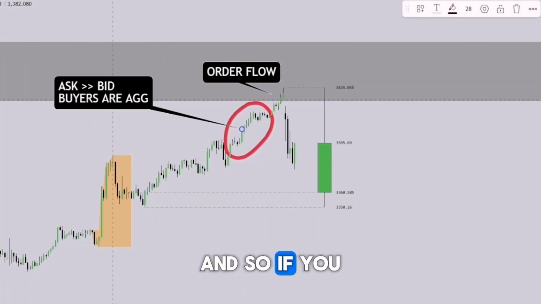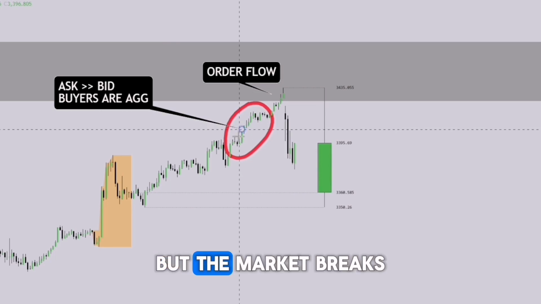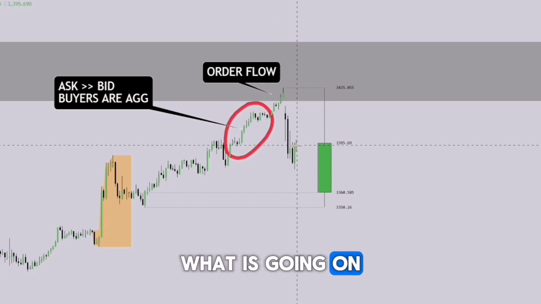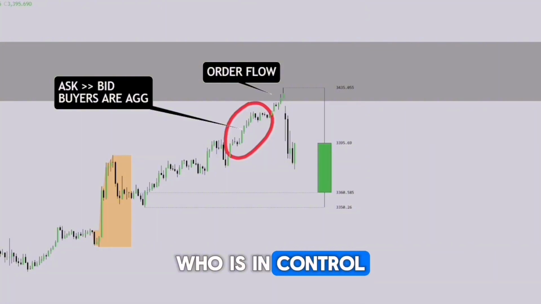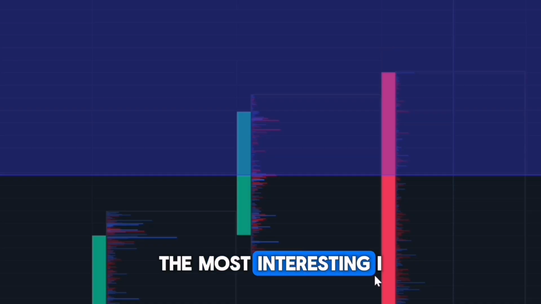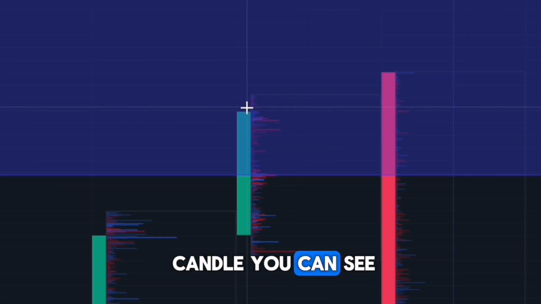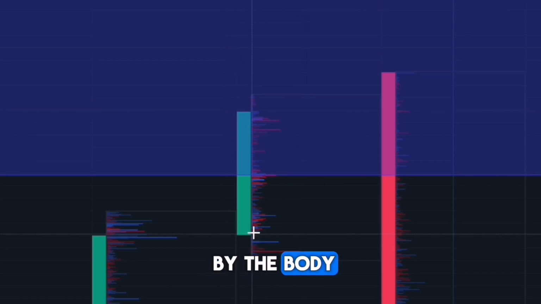And if you see buyers aggressive in this region, but the market breaks below them, you need to ask yourself, what is going on in this region? Who is in control? The candle I most want to bring traders' attention to is this candle. This was a green candle. You can see the candle was green by the body.